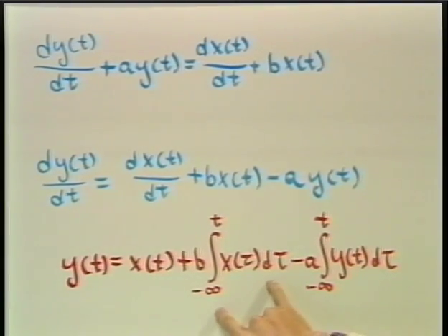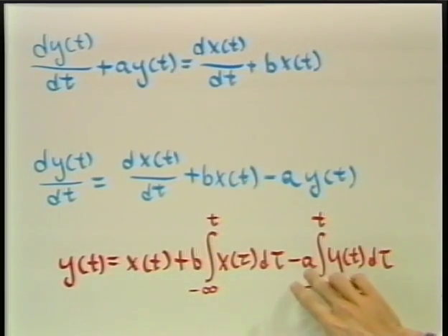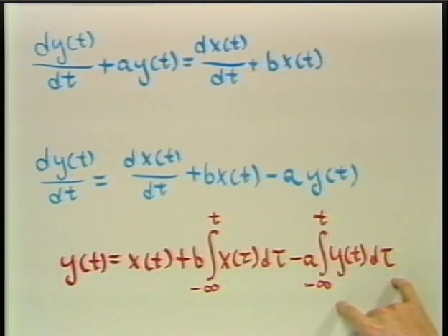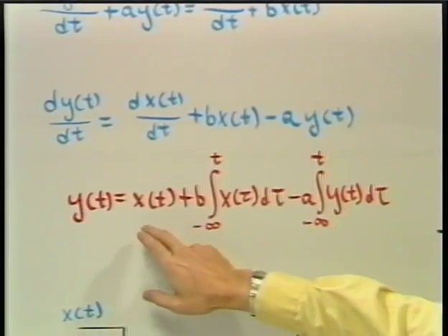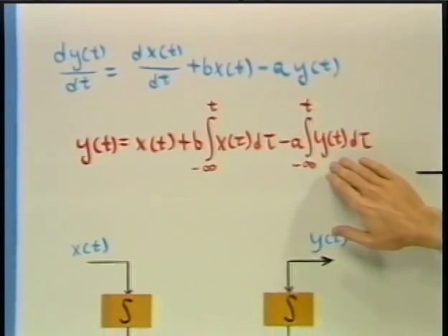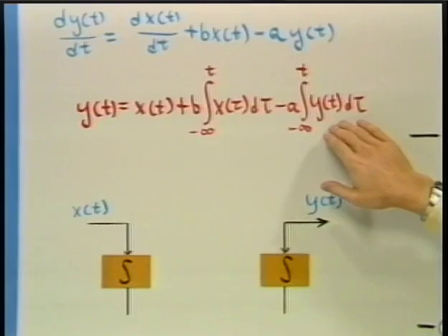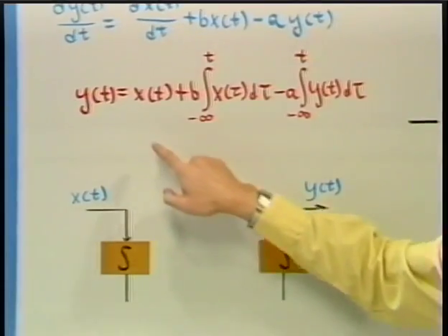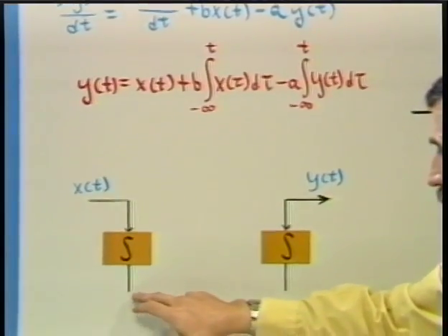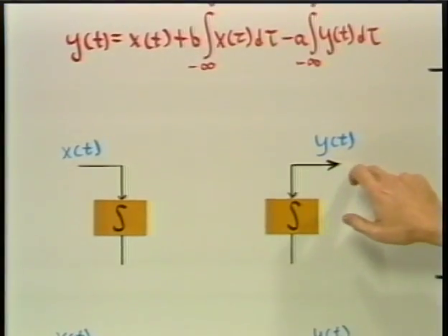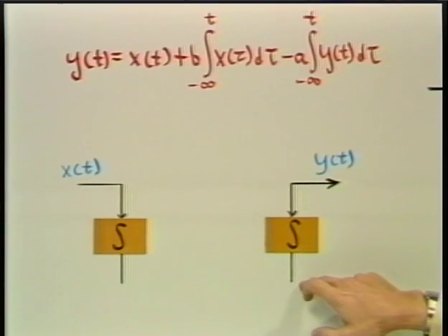b, the scale factor, times the integral of the input, and minus a, that scale factor times the integral of the output. So to form the output in the block diagram terms, we form a linear combination of the input, a scaled integral of the input, and a scaled integral of the output, all of that added together. So we need, in addition to the input, we need the integral of the input, and so this box indicates an integrator. In addition to the output, we need the integral of the output.